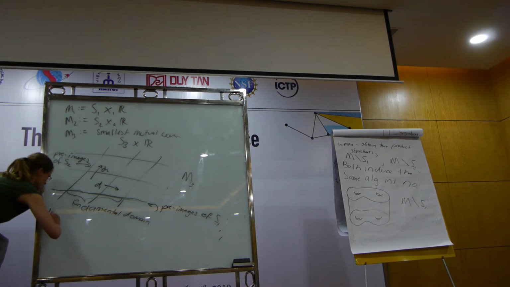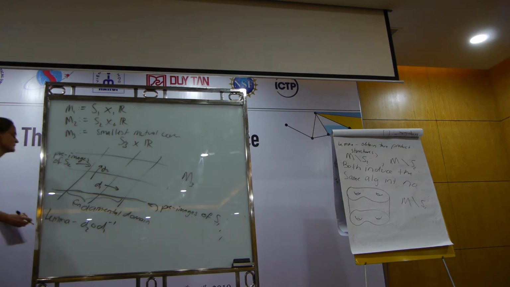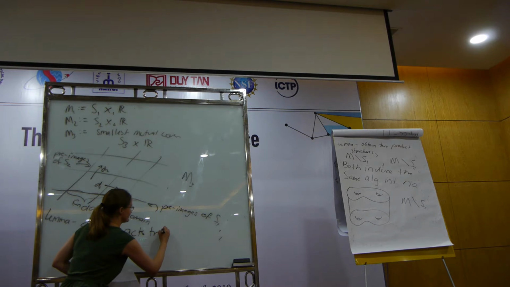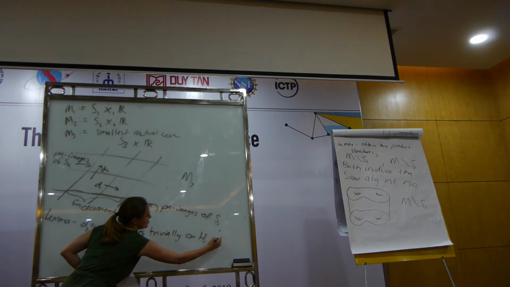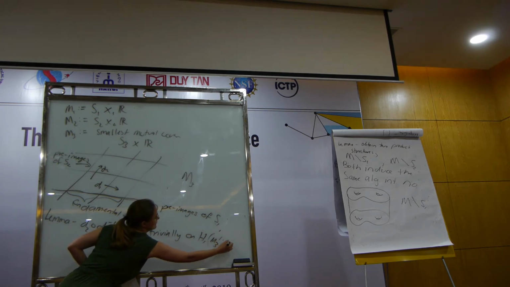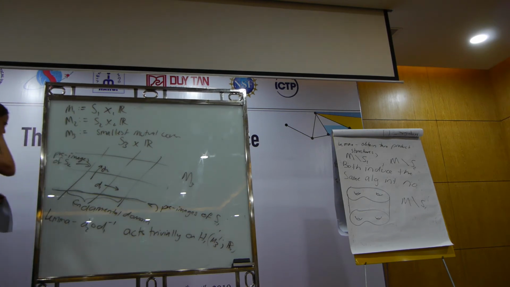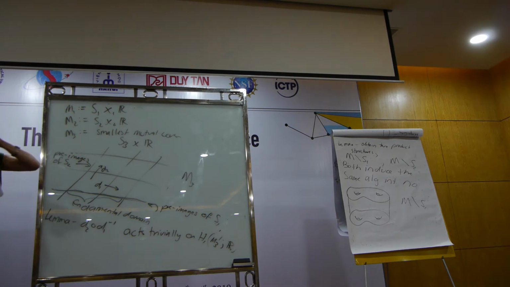So we have a lemma that D2 composed with D1 inverse acts trivially on the homology of M3. So in a sense, this comes from lifting the Torelli monodromies.